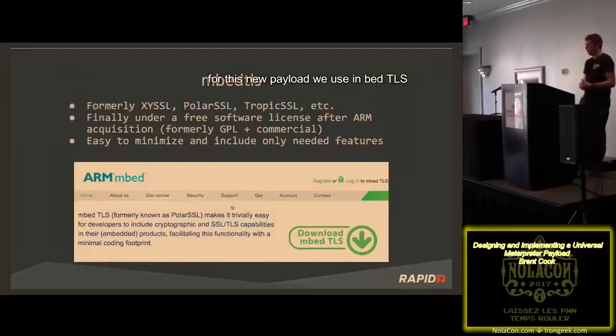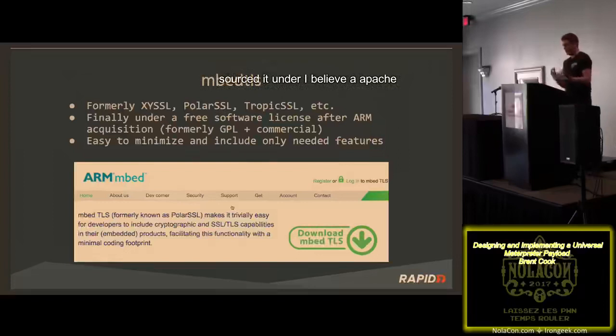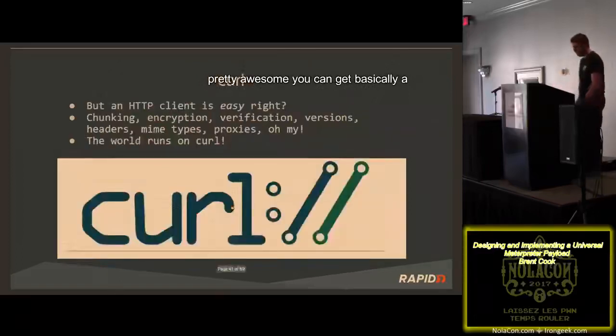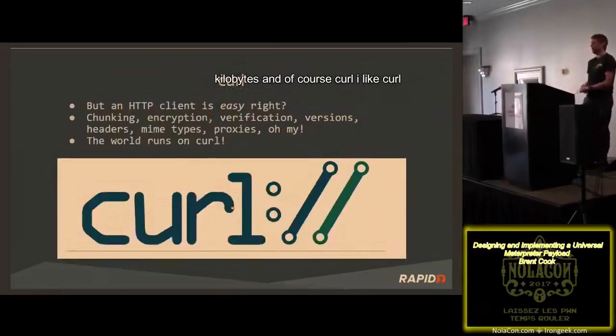But for this new payload, we use Embed TLS, which is from ARM. They luckily open sourced it under, I believe, an Apache license after a lot of GPL commercial weirdness, and it's pretty awesome. You can get basically a full TLS stack in about 100 kilobytes.